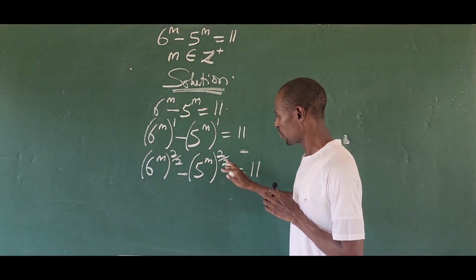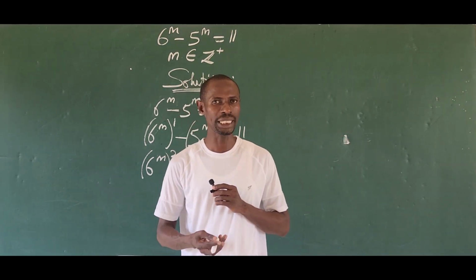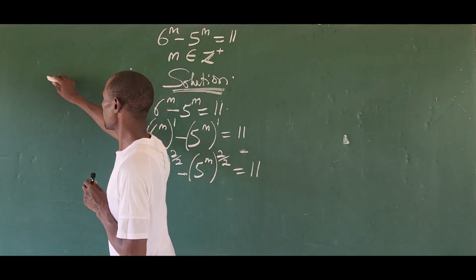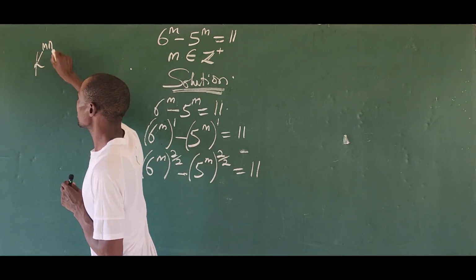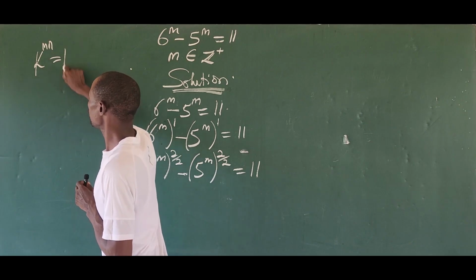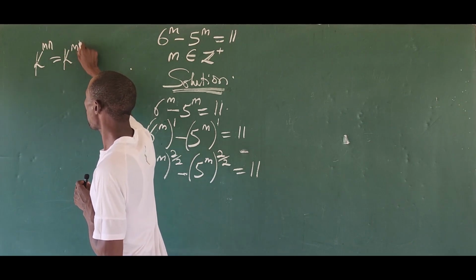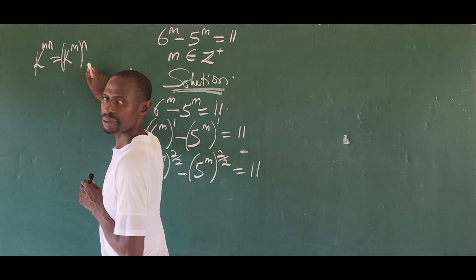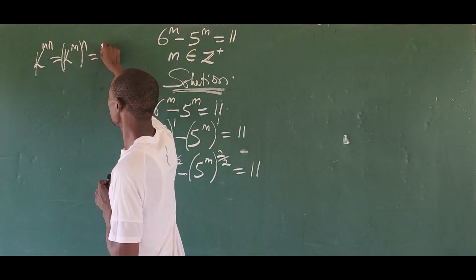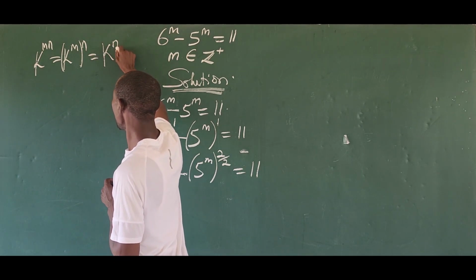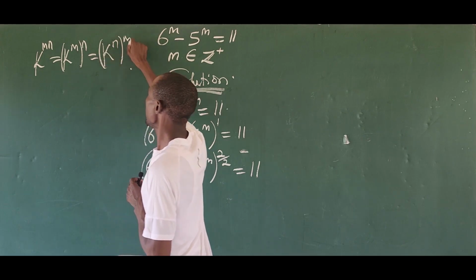Okay, good. So from here, I apply a simple law of indices, which says that if you have k to the power of m, then times n, this is equal to k to the power of m, in brackets, raised to n. I can interchange the position here. So if I switch the inside, this is going to give k to the power of n, raised to the power of m.